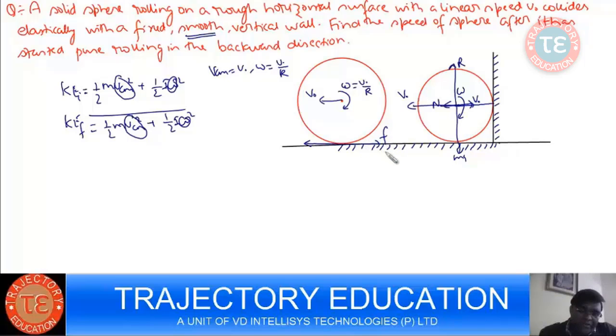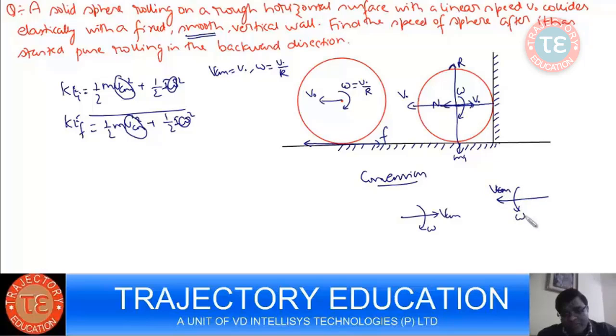Now let me tell you something about the convention of VCM and omega. The convention says, if you take VCM in this direction as positive, you take this direction of omega as positive. So if you take this direction of VCM as positive, this direction of omega should be taken as positive. If you take this direction of VCM as positive, then this direction of omega is taken to be negative. So we have the option to follow either this convention or this convention.